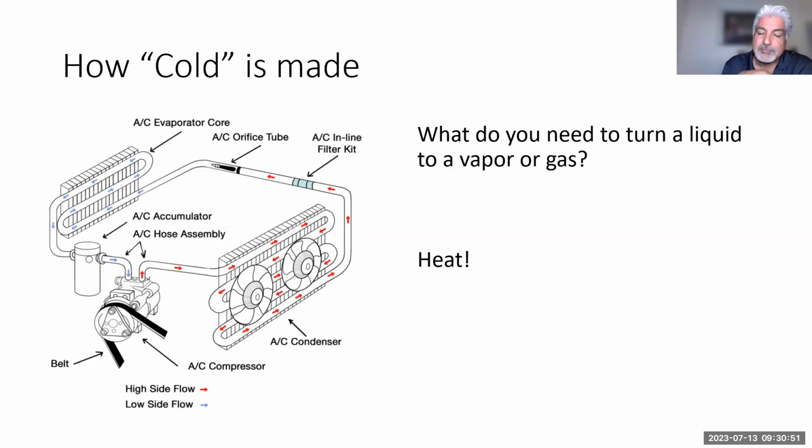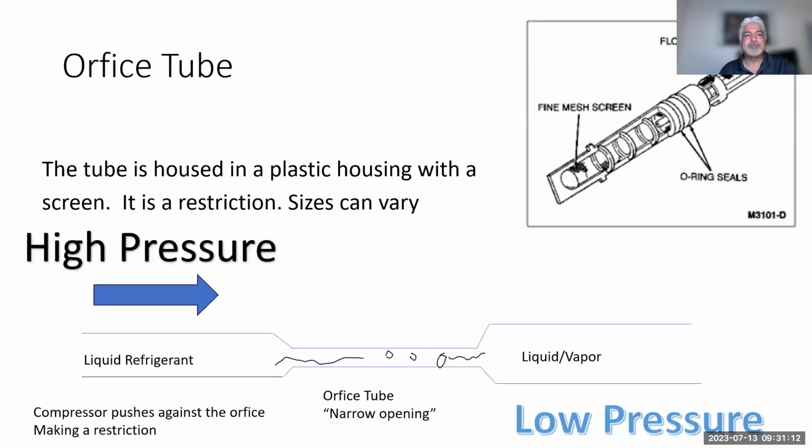All right. Okay, good. I'm hoping that answers your question there. Like I said before, what do you need to turn a liquid to a vapor or a gas? Well, you need that heat. So you've got to absorb that heat from the evaporator. That's the job of the blower motor. And again, we're giving up that heat at the condenser.